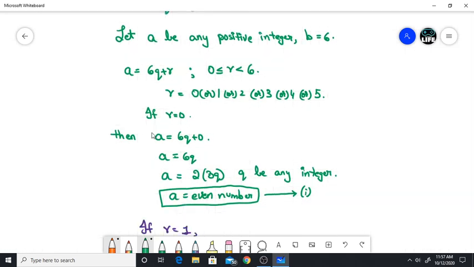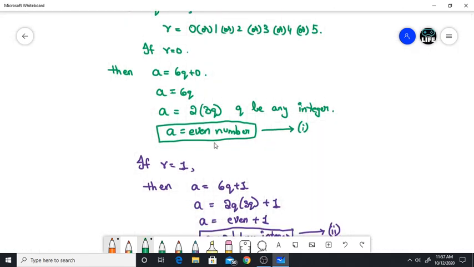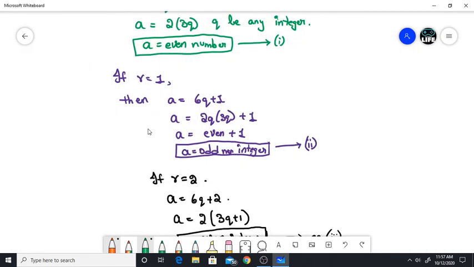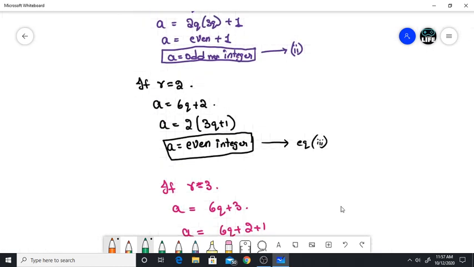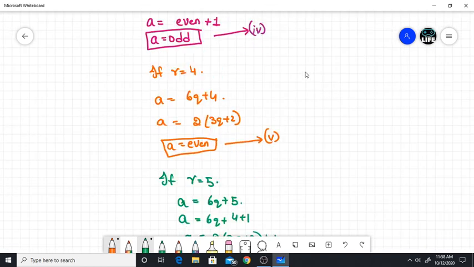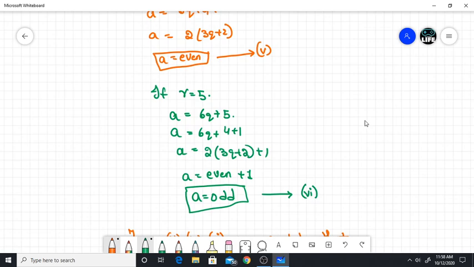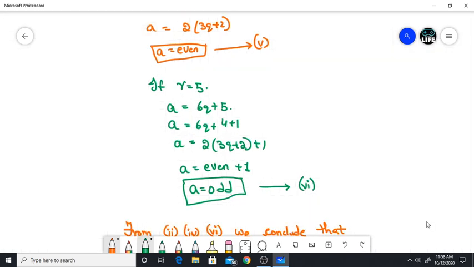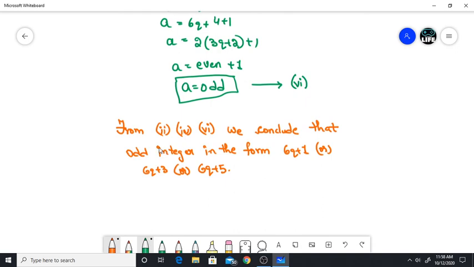So let's test. If r equals 0, we get an even number; if r equals 1, we get an odd number; if r equals 2, an even integer; if r equals 3, an odd integer; if r equals 4, an even integer; if r equals 5, an odd integer. So at last we have to write the conclusion. If not, we will lose our marks. From 2, 4 and 6, we conclude that an odd integer is in the form 6q plus 1 or 6q plus 3 or 6q plus 5.